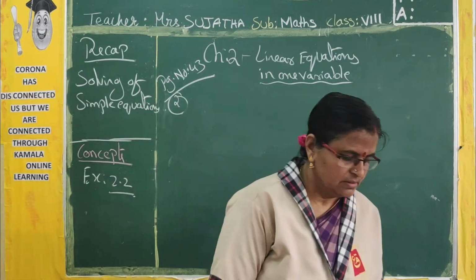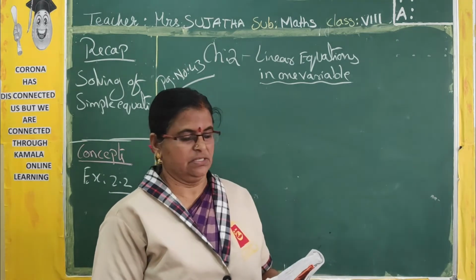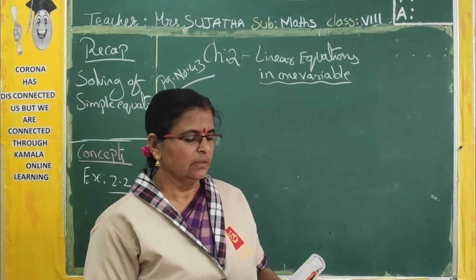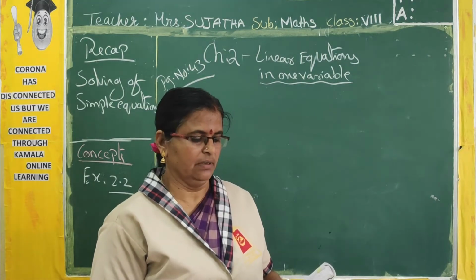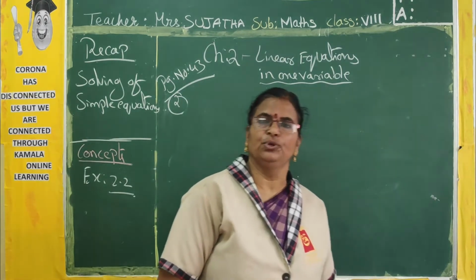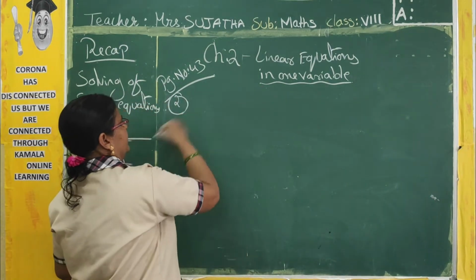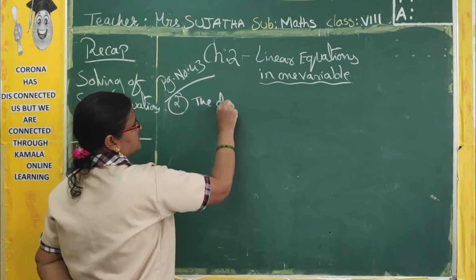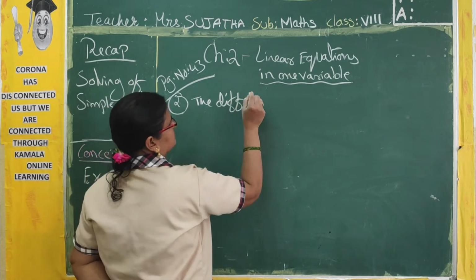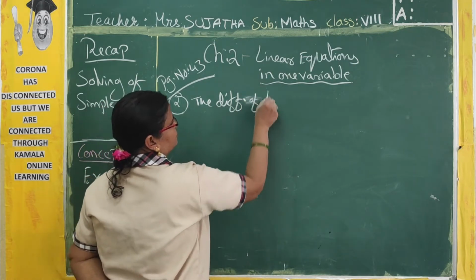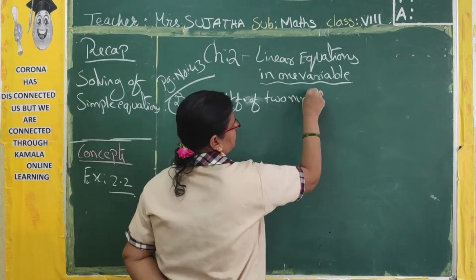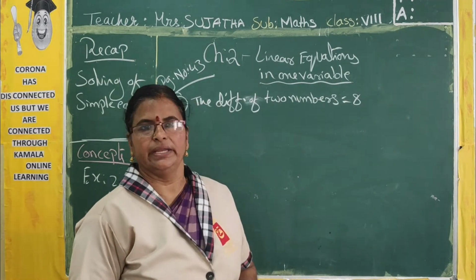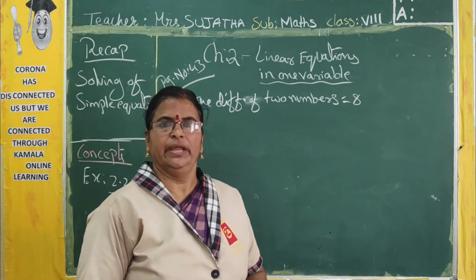Now, see, the difference of two numbers is 8. If 2 is added to the bigger number, the result will be 3 times the smaller one. So, find the numbers. First, write down what is given. The difference of two numbers is equal to 8. So, if you take x minus y is equal to 8.